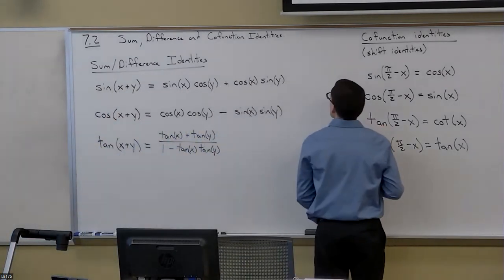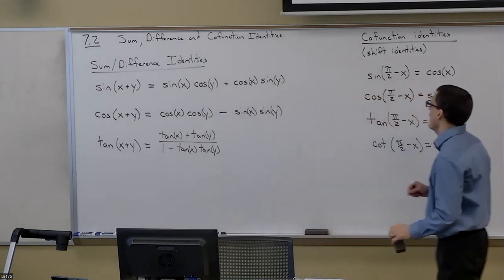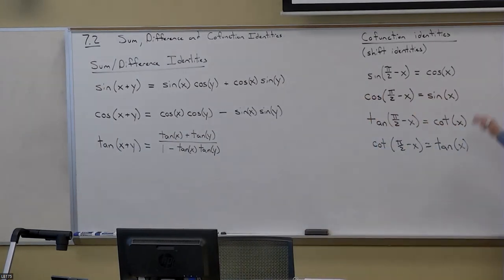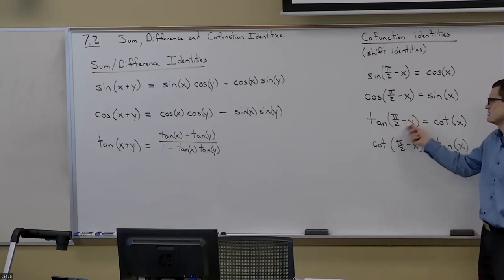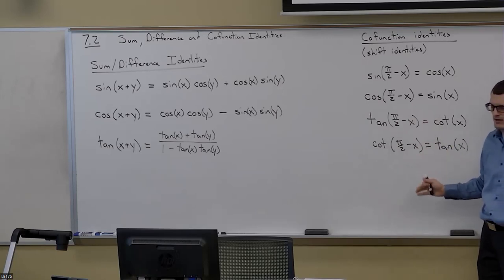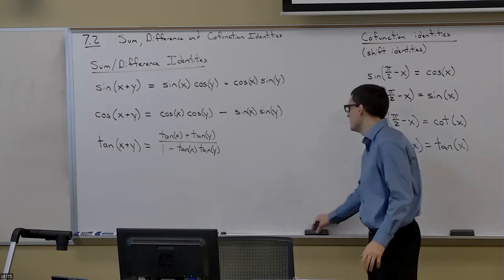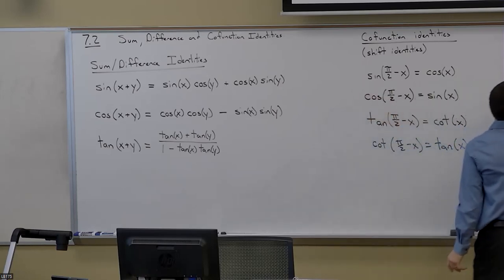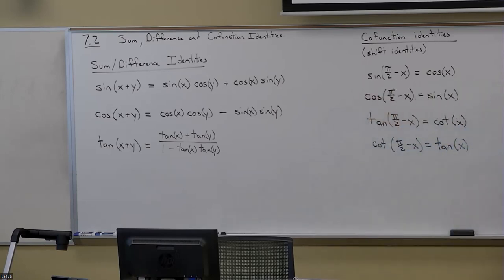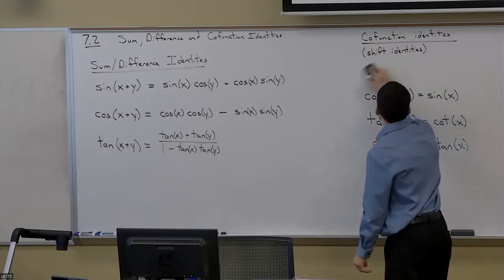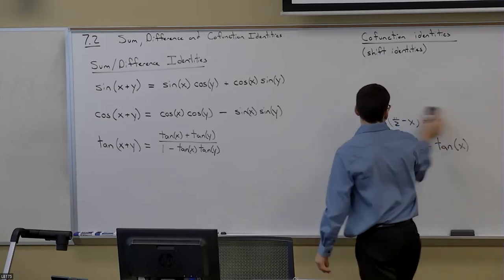Yeah. So these are the cofunction identities that people usually give because of the connection. They're all pi over 2 minus x, right? So they're all pi over 2 minus x. And so that makes them fairly nice. So what types of things maybe do we do? Well, let's look at some other possible cofunction identities.